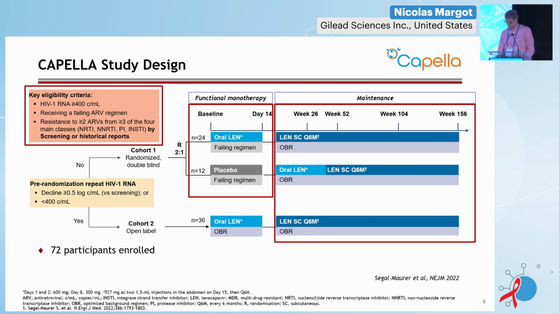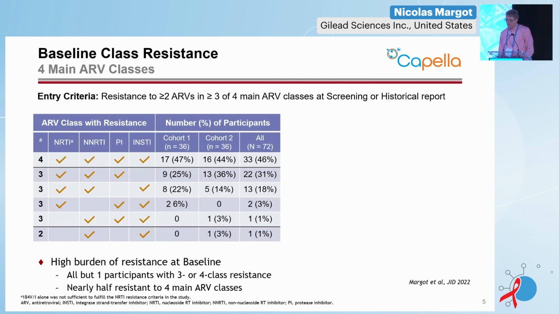And there were 72 participants in the study. This slide shows the baseline resistance, focusing on the main ARV classes. So you see on the left, the classes are listed, and the number of participants are shown on the right. So you can see that there was a very high burden of resistance at baseline, with all but 1 participant having 3 or 4 class resistance.